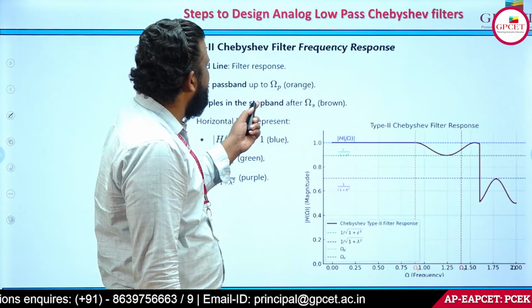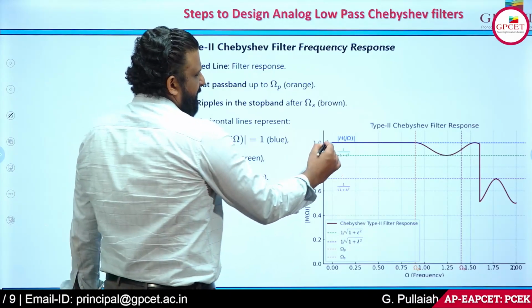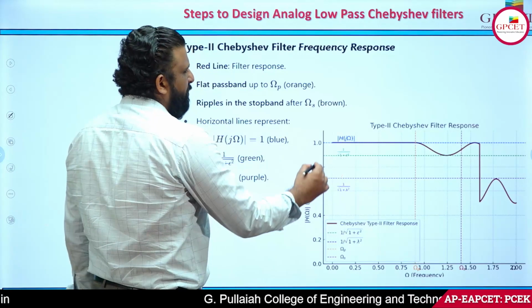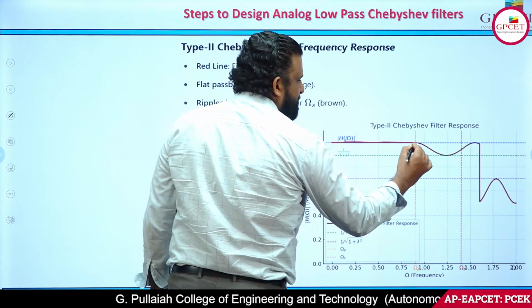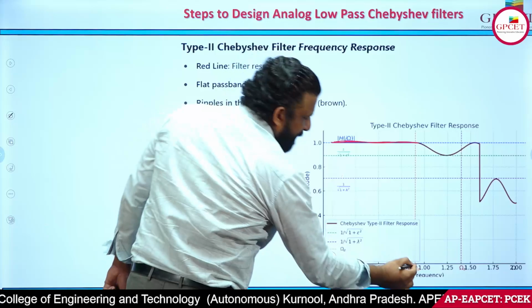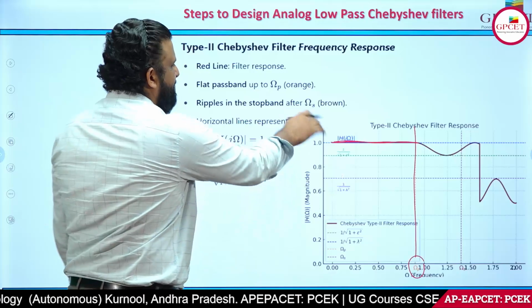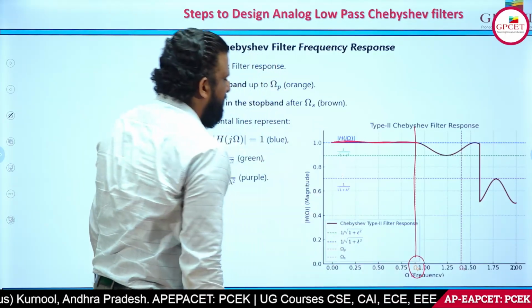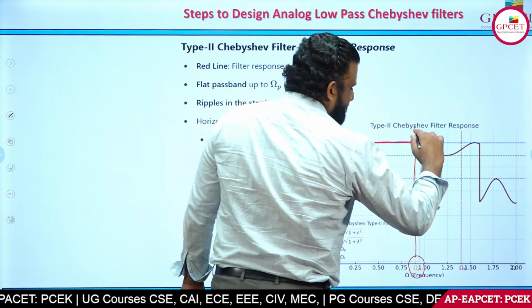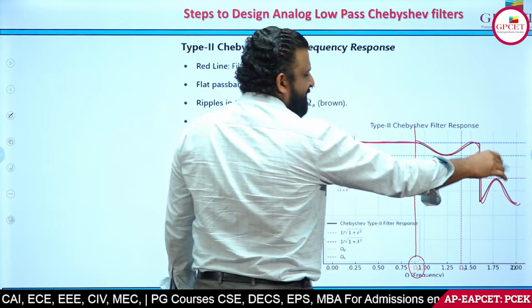So if you see the magnitude response, or frequency response, of the type 2 Chebyshev filter, the red line shows the passband magnitude response, and as I told you, in the passband it is a monotonic response. See here, there is no ripple. It is a flat passband up to omega p. There are no equiripples. The orange line indicates omega p, the passband cutoff frequency. Now ripples in the stop band: after passing omega p, the ripples have started.